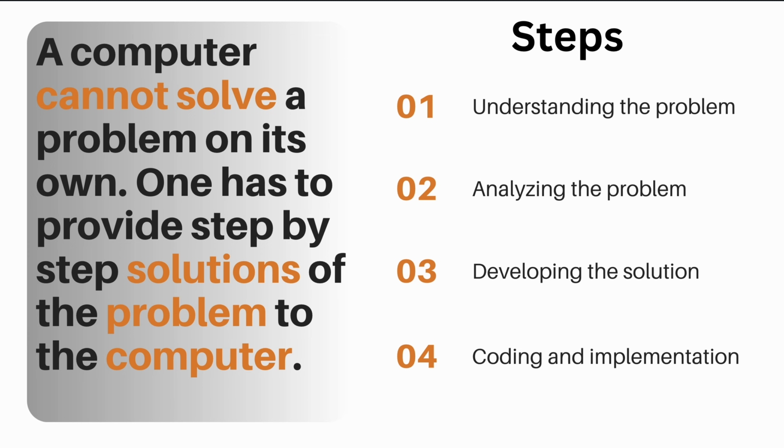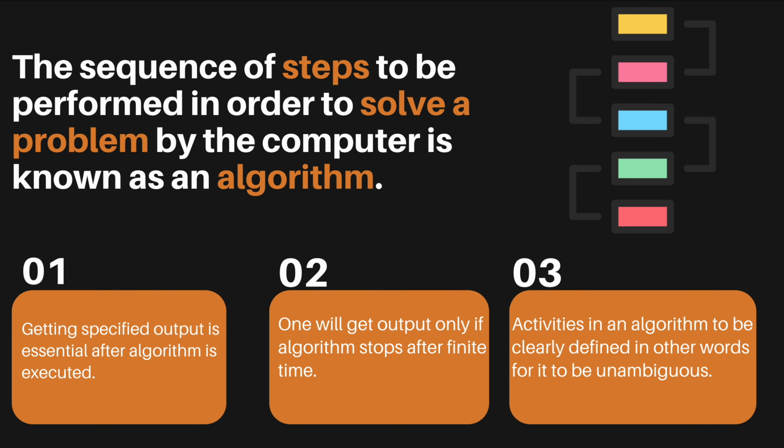Next, developing the solution. Once you have understood and analyzed, develop a solution, one that is going to work. Once you develop the solution, what will you do? Start writing the code. You program in the computer using any language, and then implement. So these are the 4 high-level steps in problem solving: understand the problem, analyze the problem, develop the solution, and finally coding and implementation.